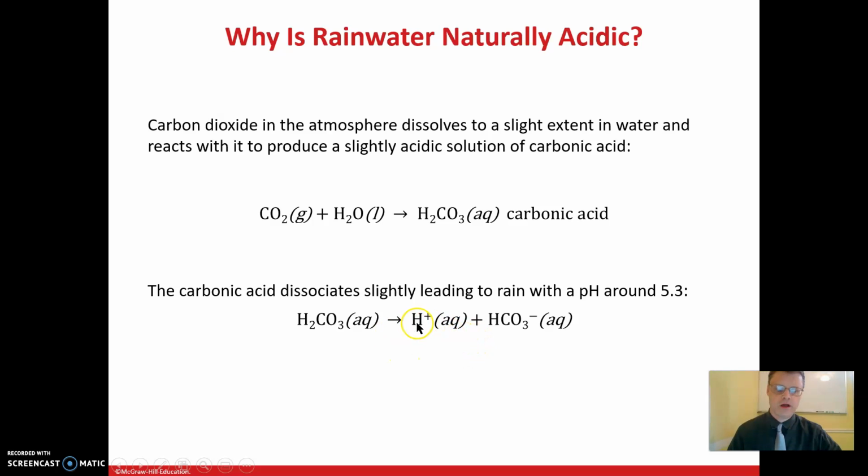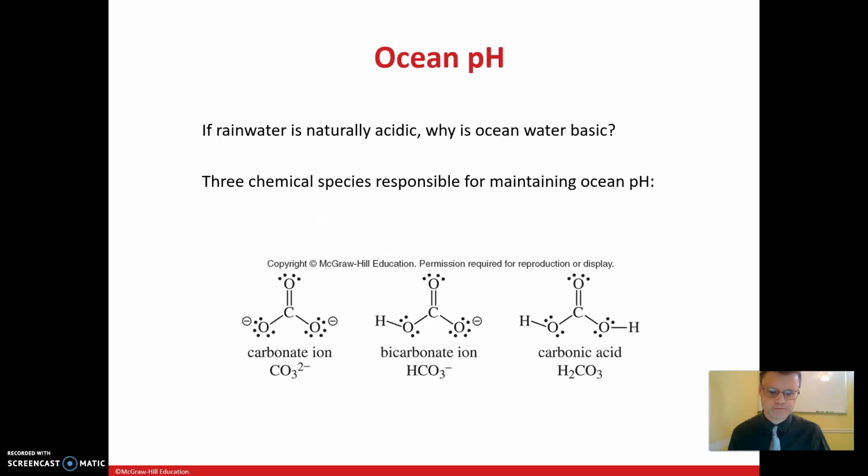And remember, the more H+ ions you have, or the higher the concentration of H+ ions, the lower the pH and the more acidic the solution is. And that gives us a pH of 5.3. So this has important implications for rain and for ocean acidity, and also the acidity of lakes and streams. And so we're going to look at ocean acidity a little bit in the next couple slides.